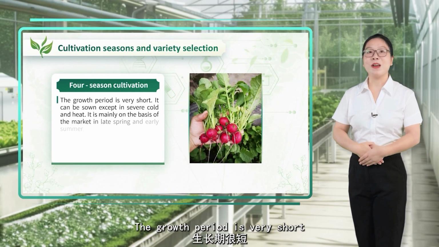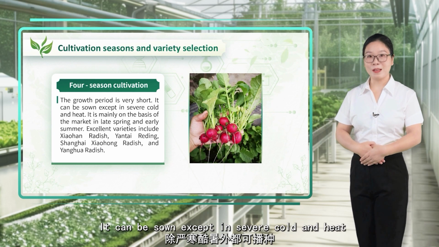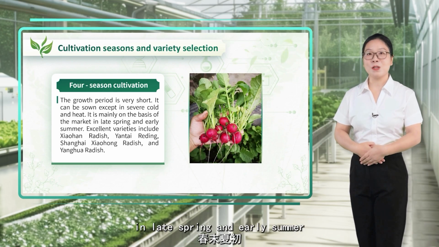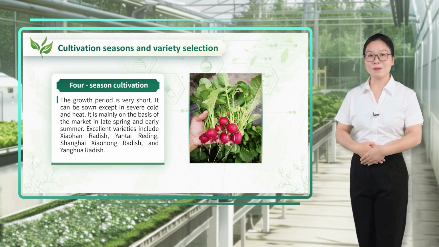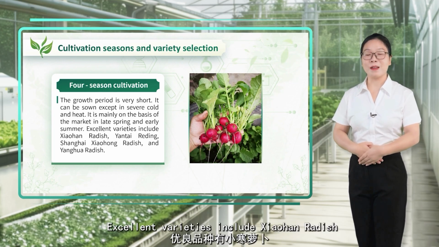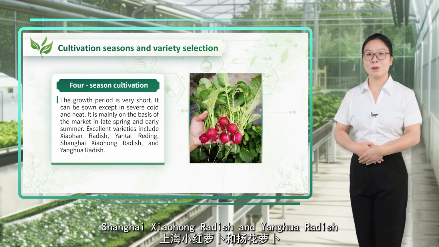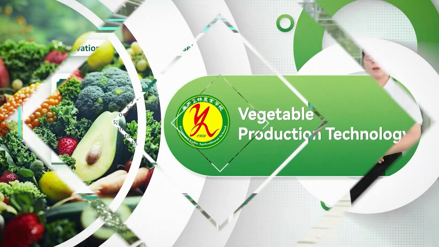Four-season cultivation. The growth period is very short. It can be sown except in severe cold and heat. It is mainly on the market in late spring and early summer. Excellent varieties include Xiaoan radish, Yanai Hongding, Shanghai Xuhang radish, and Yangye radish.